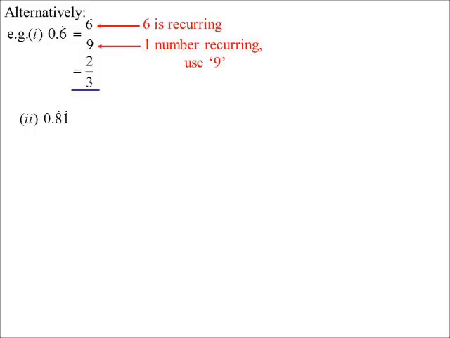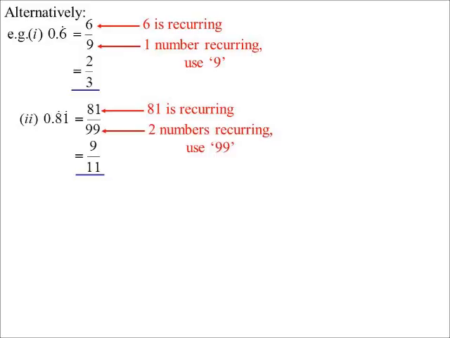0.81 repeater. Oh, 81 goes on top because that's what's repeating. 81, 81, 81, 81, so 81 goes on top. 99 goes on the bottom because two numbers are repeating, so I write down 2 nines. Now, I don't write down 18 because that's 2 nines. I physically write down 2 nines. So anything where there's two numbers repeating is over 99, so 0.46 repeater would be 46 over 99, and so on and so on.